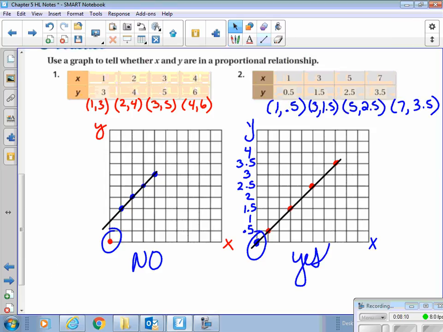All right, so the most important thing to remember here, if you are graphing a proportional relationship, it must be a straight line that cuts through the origin. Both things must be true in order for your graph to be showing a proportional relationship.